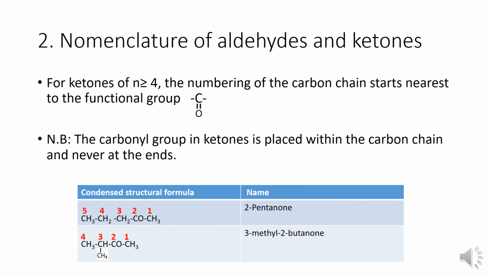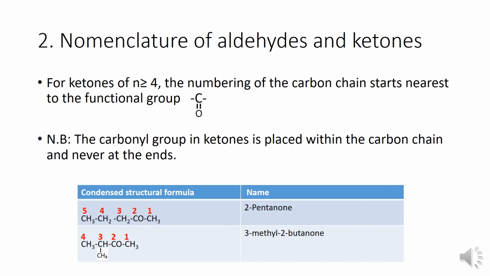Now, for ketones of N greater than or equal to 4, the numbering of the carbon chain starts nearest to the functional group, which is the C double bond O. Note here that the carbonyl group in ketones is placed within the carbon chain and never at the ends. So we don't have a carbonyl group at the end of the chain. If it is at the end of the chain, it will be an aldehyde.